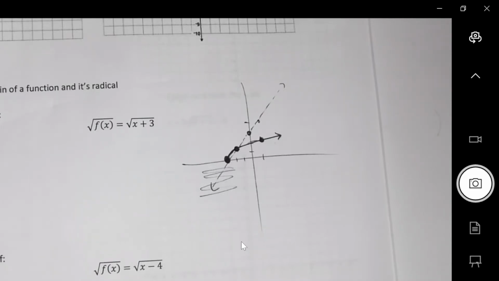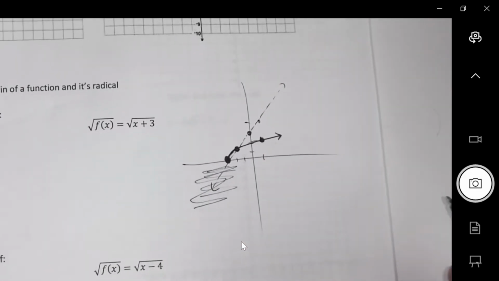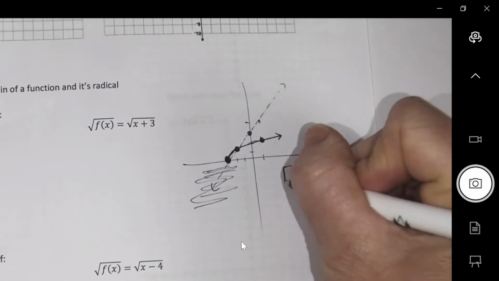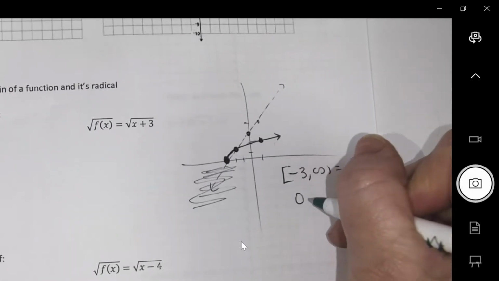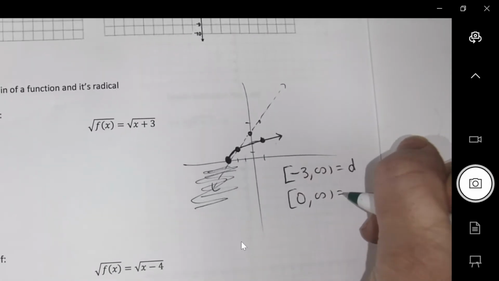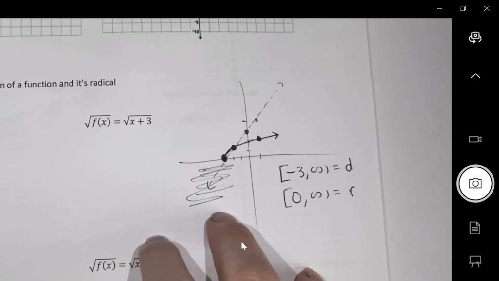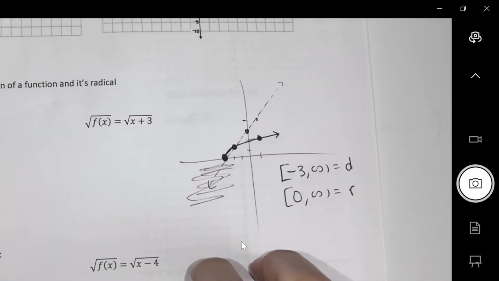So what is the domain? What's the only part of this that I could graph? So I had to stop there. So this is from -3 to infinity. And what's the range of this function? 0 to infinity. And that should always be, because when you square root something, you have to stop at 0, right?